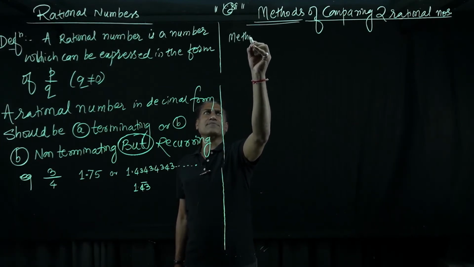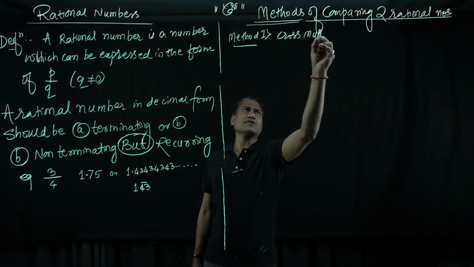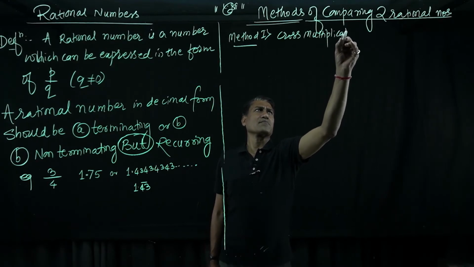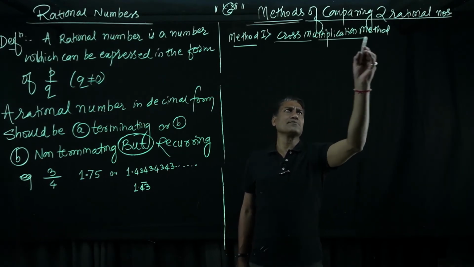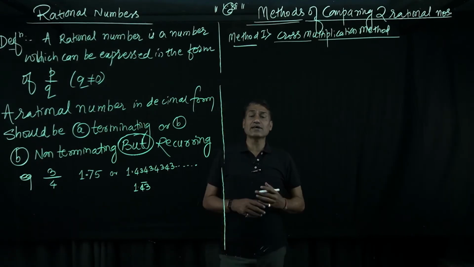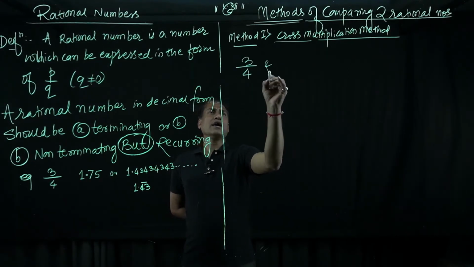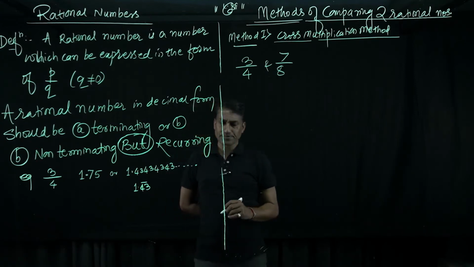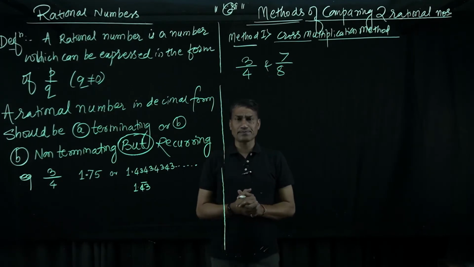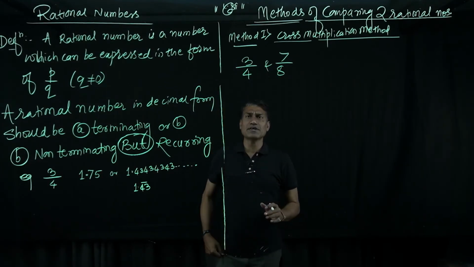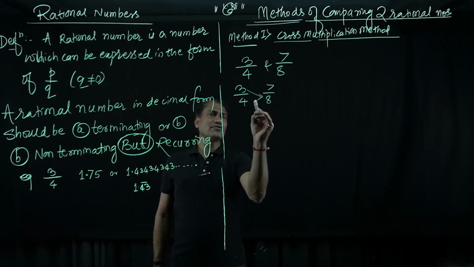Method 1. Cross multiplication method. Now, first of all, let us take two rational numbers. Suppose they give us 3 upon 4 and 7 upon 8, A upon B, C upon D. We want to compare them. So, the method says, cross multiplication method, when you take these numbers as 3 upon 4 and 7 upon 8, we will have to cross multiply.